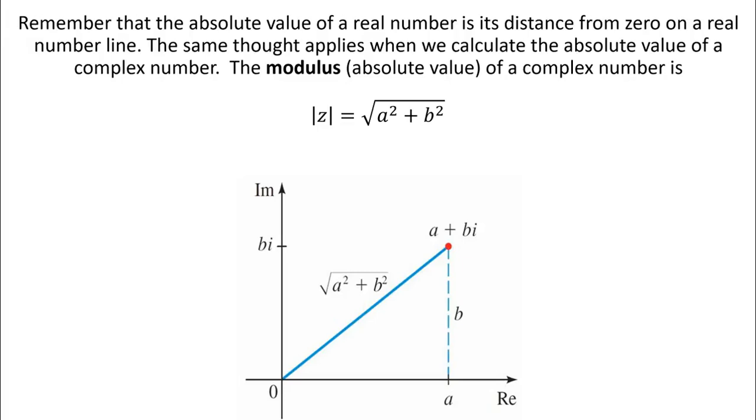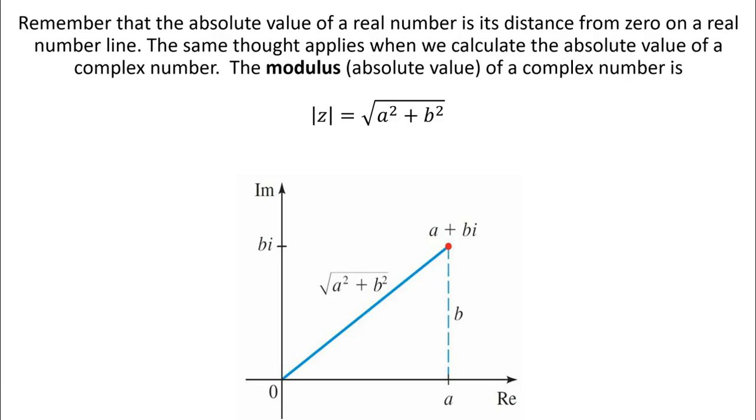In this video, we're going to talk about one of the primary attributes of complex numbers that will help us in other applications involving complex numbers. And that attribute is called the modulus of the complex number. Now, the modulus is just a fancy word for absolute value of a complex number.